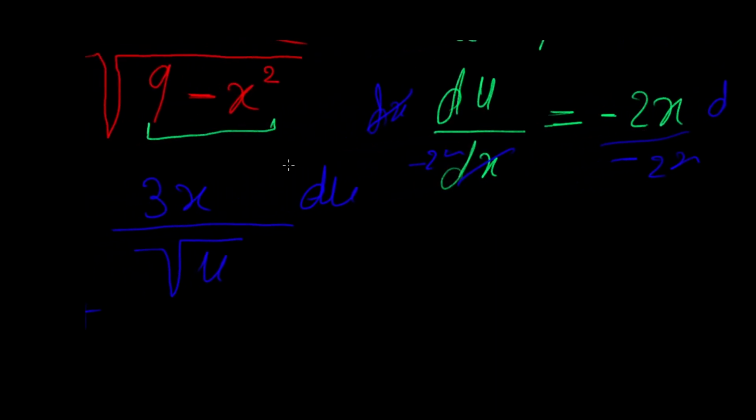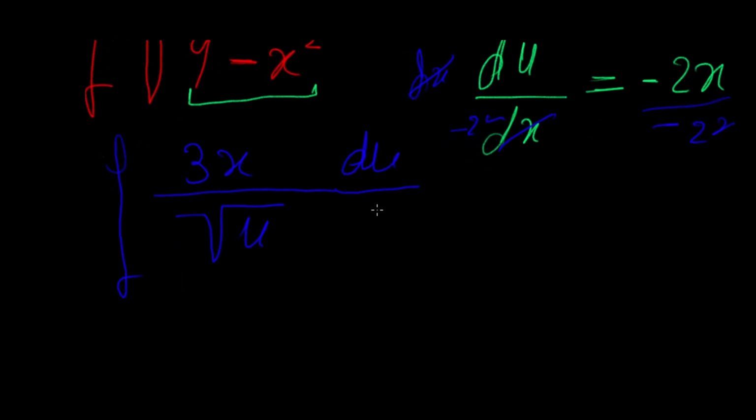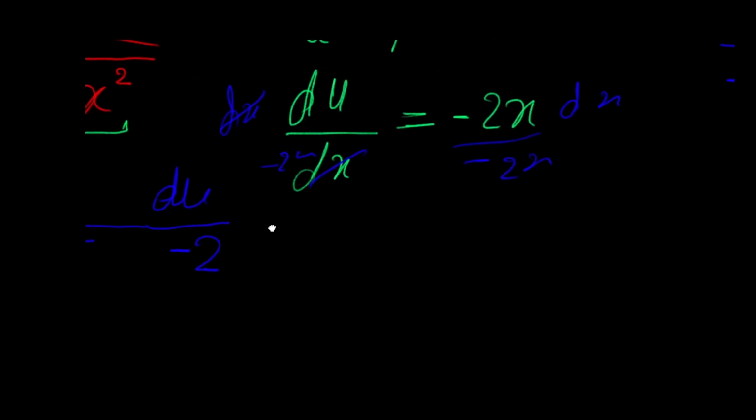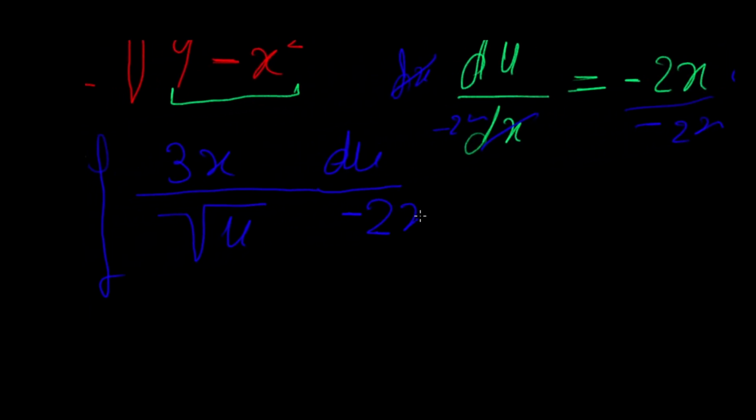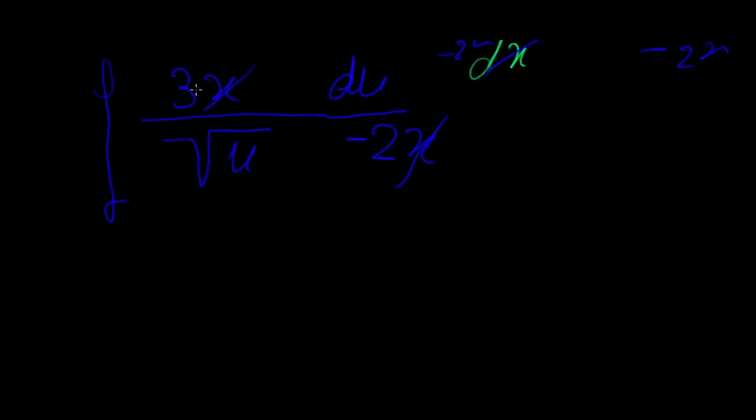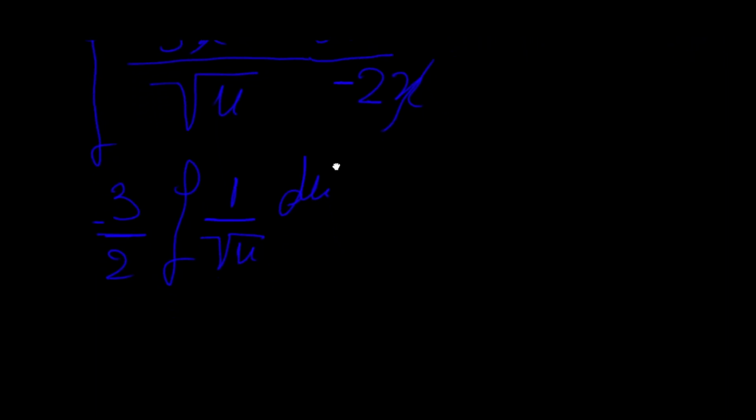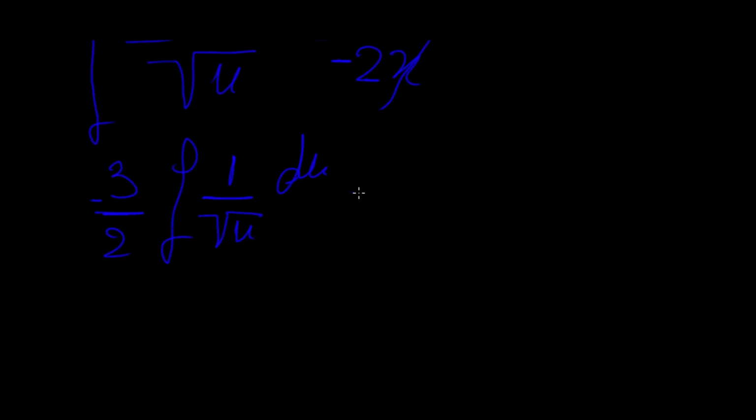Alright, du over negative 2x. So as you can see over here, this x cancels with this x, and the 3 over negative 2 will be taken outside the integral, and we will end up with negative 3 over 2 times the integral of 1 over square root of u du. And we have seen the integration of this before in a previous video using the integration table. Let's solve it again real quick.